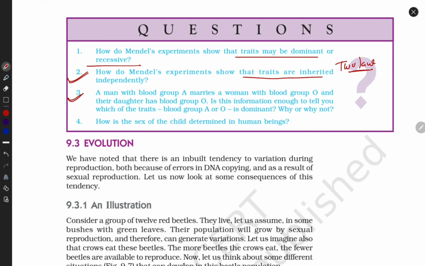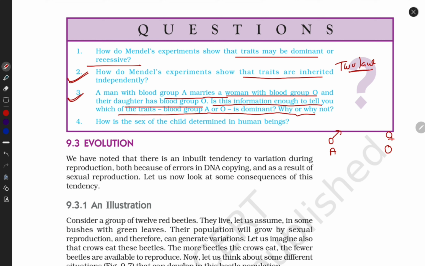Okay, let's try this question. A man with blood group A marries a woman with blood group O. So the male blood group is A, and the female is blood group O. Their daughter has blood group O. Is this information enough to tell you which trait, blood group A or O, is dominant? Why or why not, guys? No.